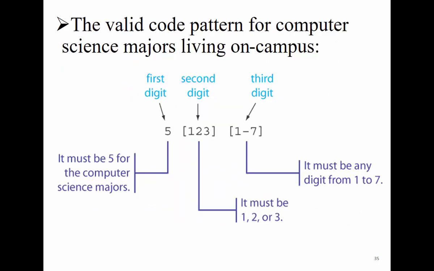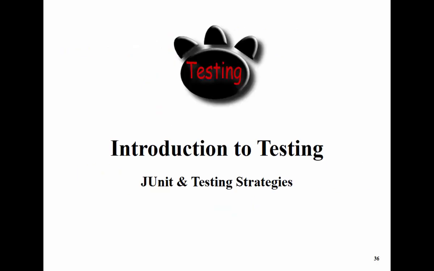Okay? So here, this is a valid expression. You can search for computer science students, and they must be 1, 2, or 3, and then they live on campus. That's why you put 1 to 7. So you search for computer science students, either in-state, out-of-state, or foreign students, as long as they live on campus. Okay, now is the JUnit.